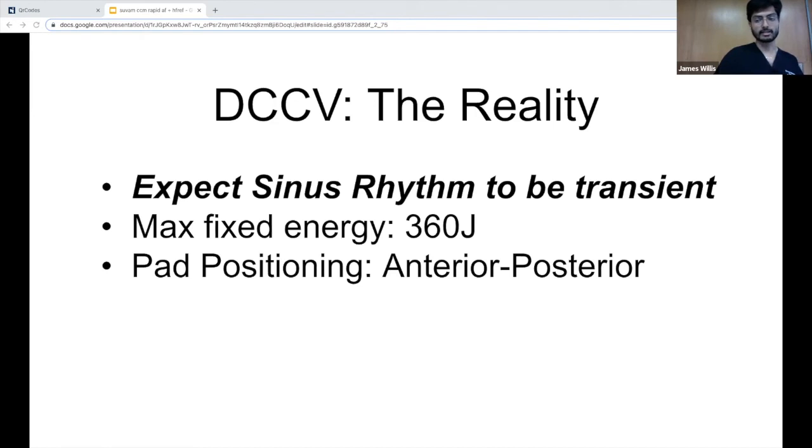And then lastly, in terms of pad positioning, anteroposterior seems to be probably the best way to capture enough of the myocardium, just because if the heart's fibrillating so much, it's moving around everywhere really. And so you want to capture that.